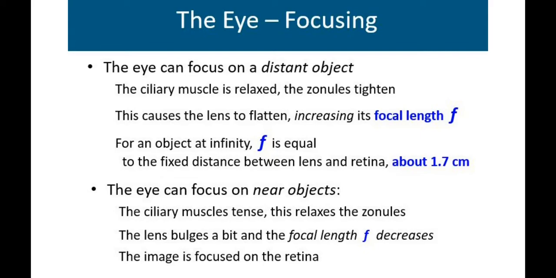Also, the eye can get focused on near objects. Then the muscles are pressing on the lens, and the lens is getting thicker in the middle, and the focal length of the lens is decreasing. So this allows the eye to be focused on near objects.